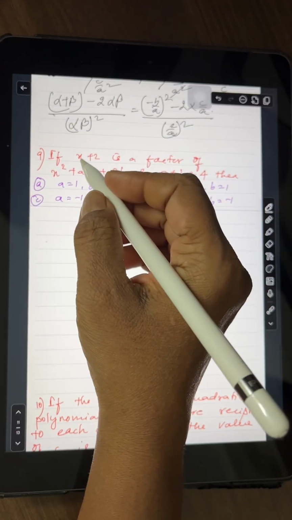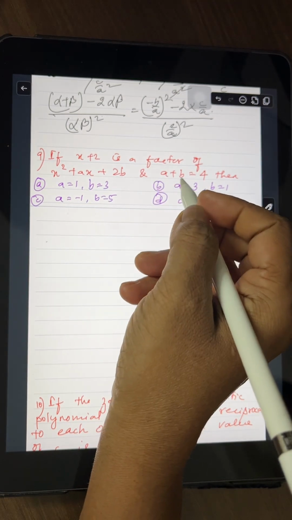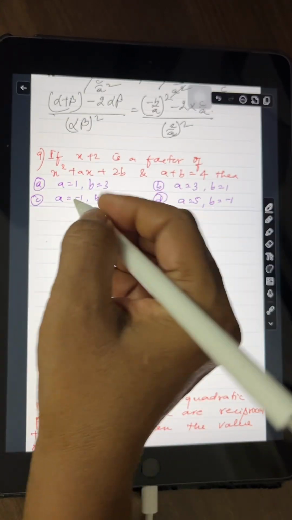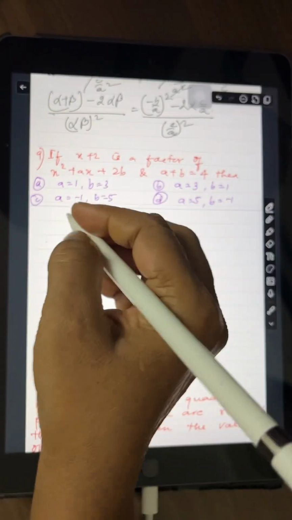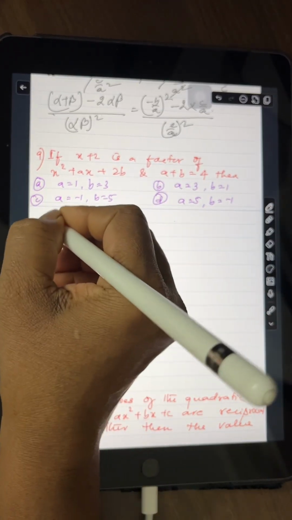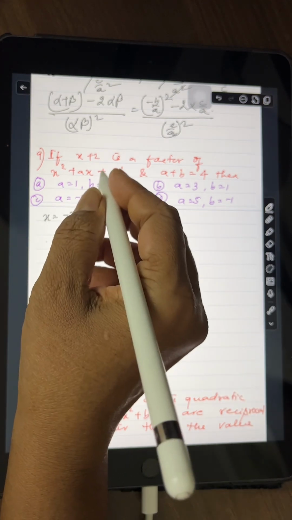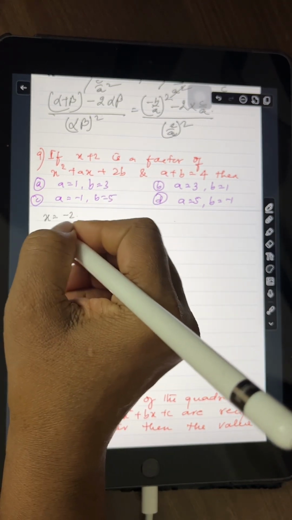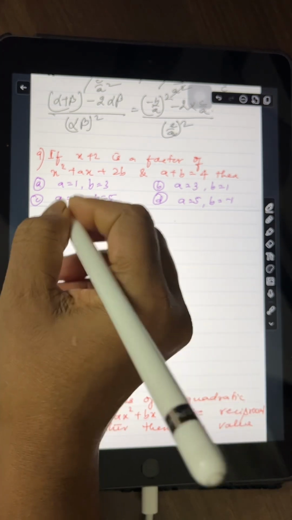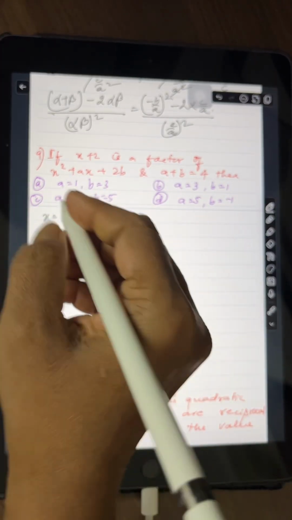Now if x plus 2 is a factor of this and a plus b is equal to 4, then find a and b, he is saying. Okay, now x plus 2 is a factor of this he has given. So what is the 0 of x plus 2? 0 of x plus 2 is minus 2. So substitute minus 2 in this, what you will get? You can say f of minus 2 is equal to 0, because he has said that x plus 2 is a factor.